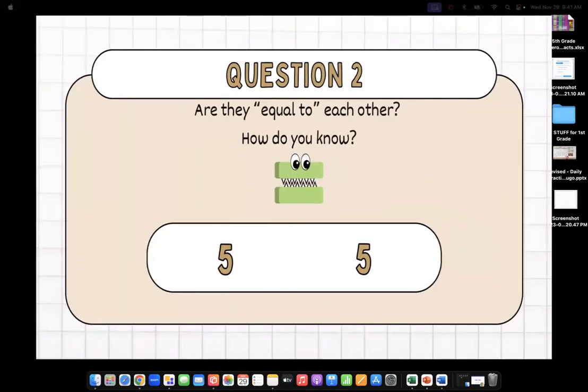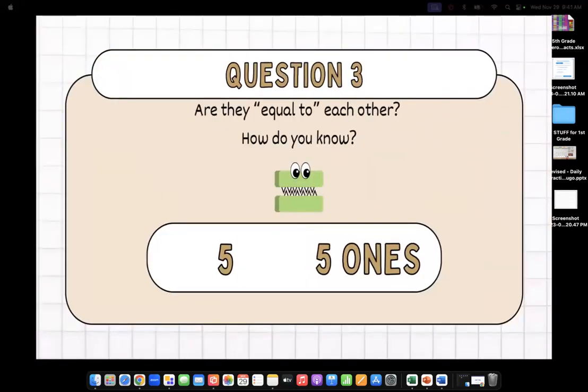Let's try this one. 5, is it equal to 5? If you look at the numbers, 1, 2, 3, 4, 5. 1, 2, 3, 4, 5. Yes, it is equal. So the alligator is not going to eat anybody because he's like, that's too much for me to consume. So I am going to just not eat either one of them. It's going to be equal. Okay, you have 5 and 5 ones. Are those equal?